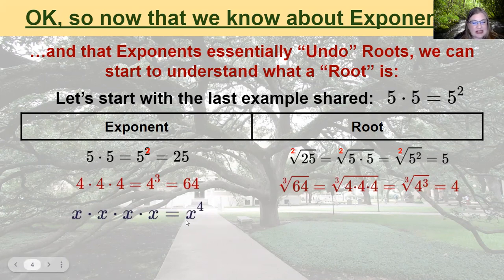Same thing with the x's. x times x times x times x is x to the 4th. We can't give you what that equals because it's a variable, so we don't know yet. But we can undo it. We know that the 4th exponent will be undone by the 4th root. So the opposite is you take the 4th root of x times x times x times x, which is x to the 4th, and the 4th exponent will cancel out or be the inverse of the 4th root. So we get x as the answer.